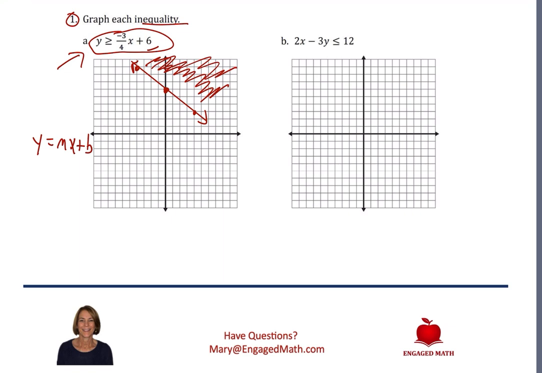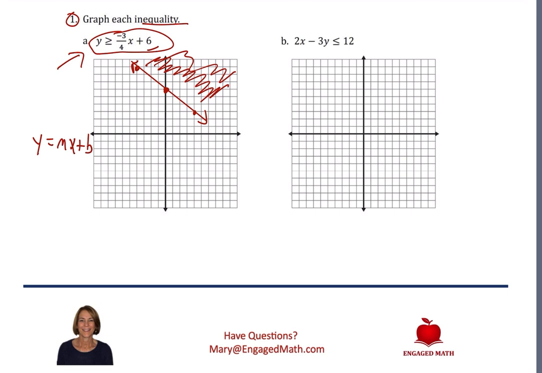The other way we could think about it is we could test a point. And a nice, easy point to test is 0, 0. So if you had put 0 in for x, 0 in for y, you would have 0 is greater than or equal to 6, which is definitely not true, which is good because we didn't shade it, and it shouldn't be shaded. So only the points up here get shaded.